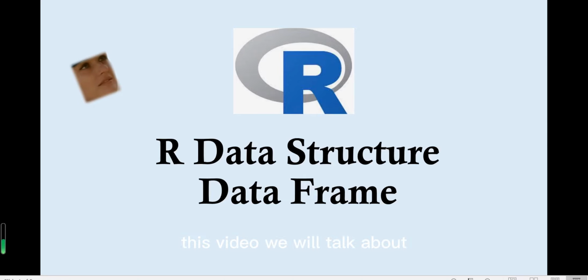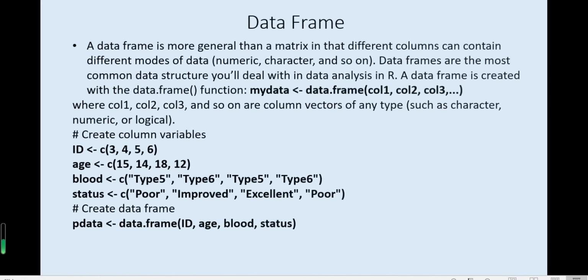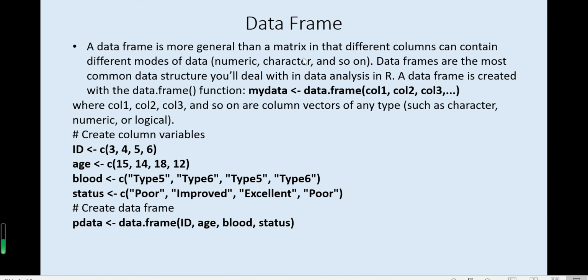In this video, we will talk about our data structure, the data frame. A data frame is more general than a matrix because in a data frame, different columns can contain different modes or different types of data. For example, in a data frame, one column can be numeric and the second column can be character and so on. The data frame is the most common data structure people will use in R programming.